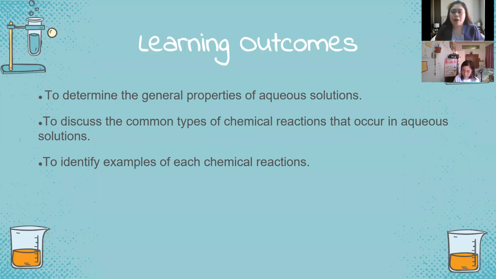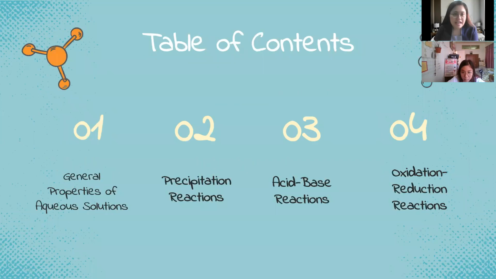this topic. So for our learning outcomes, first, you're expected to determine the general properties of aqueous solutions and then discuss the common types of chemical reactions that occur in aqueous solutions. And then lastly, identify examples of each chemical reaction.